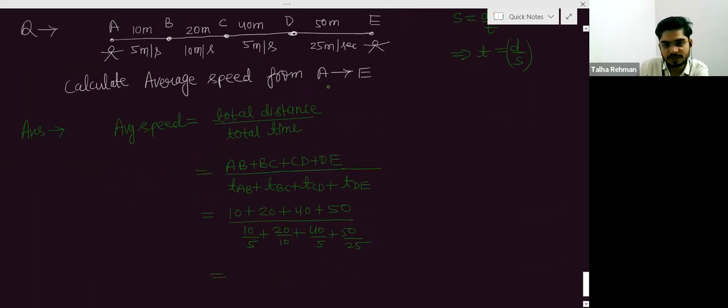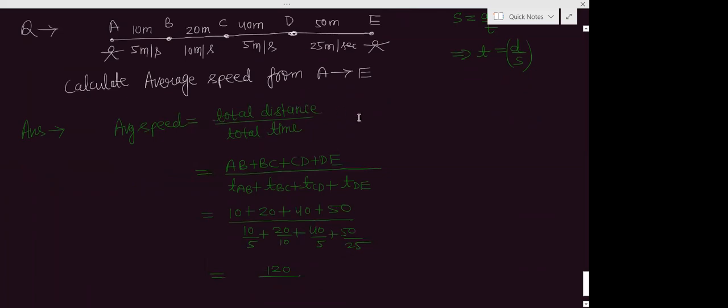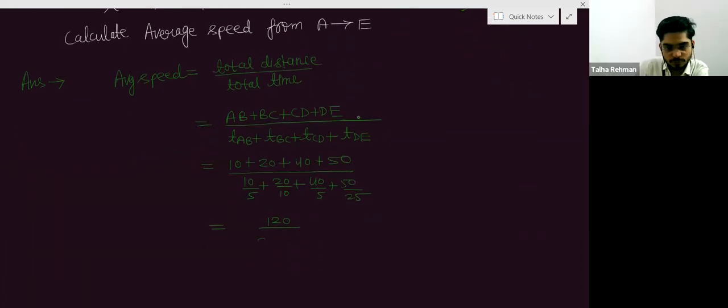This will become 20 plus 10 is 30, 30 plus 40 is 70, 70 plus 50 will become 120. Now in the denominator, 10 by 5 will become 2, this will become again 2, this will become 8, this will become 2. So this will become 14, that is 120 by 14. When you solve this, this will become 7, this will become 60. And further when you calculate, you will get your answer: 60 by 7 meter per second will be your average speed.